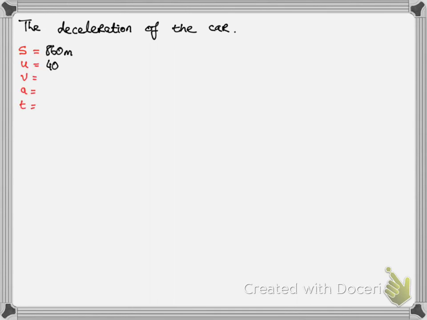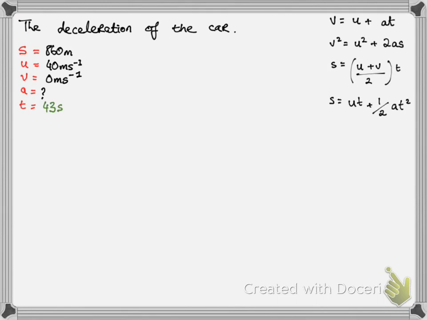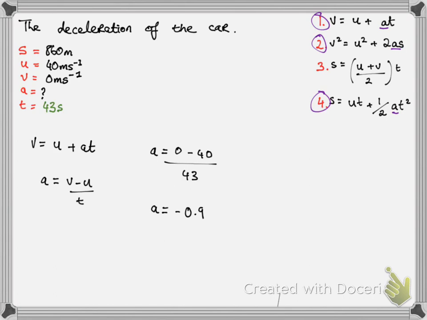So again, we write out what we have this time. Now we have pretty much everything apart from acceleration. We calculated time last time. We look at our 4 formulas. Out of the formulas, you can see that there's a lot with acceleration in it. So we're going to just pick the easiest one to work with, which is the first one. So v = u + at. We rearrange our formula again, substitute in our values, and the acceleration calculates as minus 0.93 meters per second to the minus 2. So again, this vehicle is decelerating.